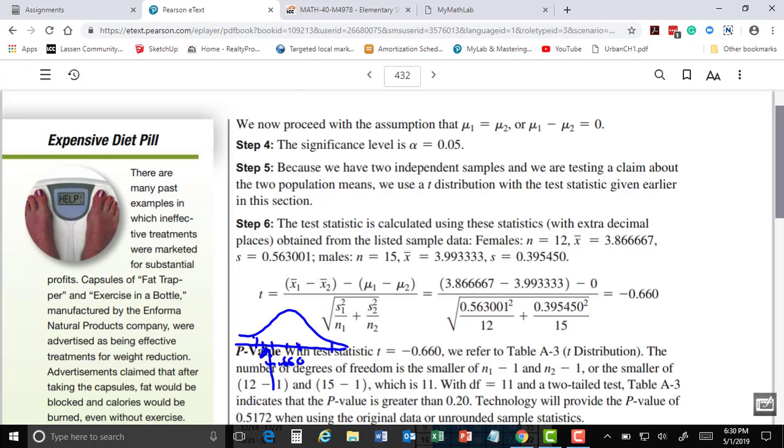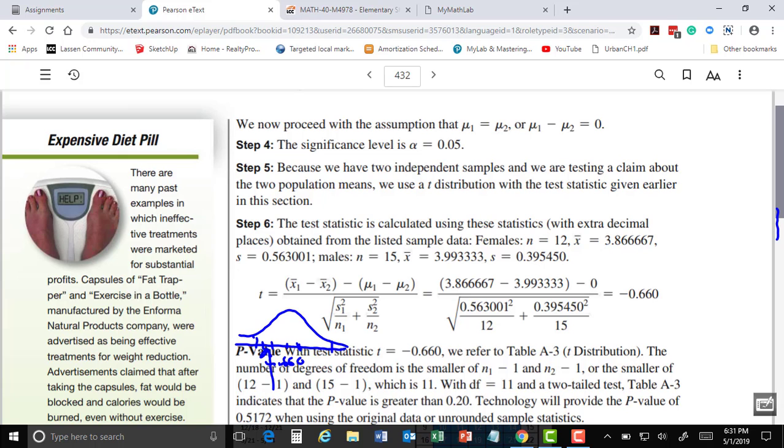Now, the degrees of freedom. The number of degrees of freedom is the smaller of n1 and n2. So this is a little different. We didn't have to calculate the degrees of freedom this way before. This is easy. We just picked the smallest and subtracted 1, which is 11, because one of them has 12 units and one has 15.